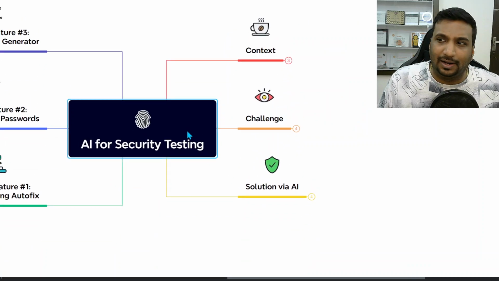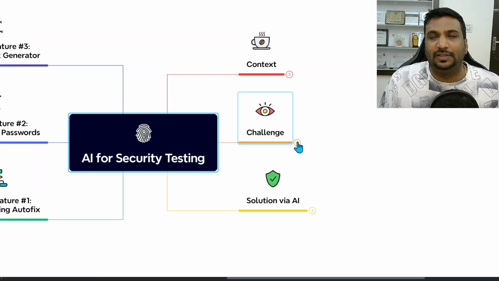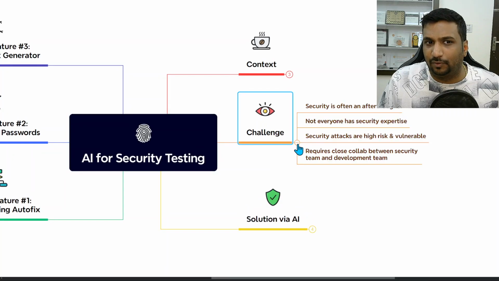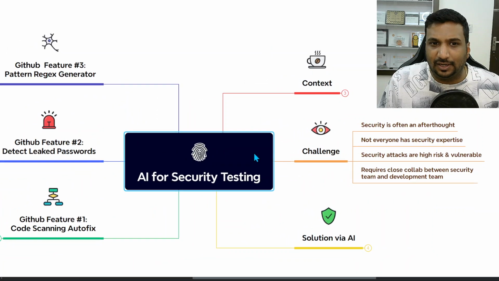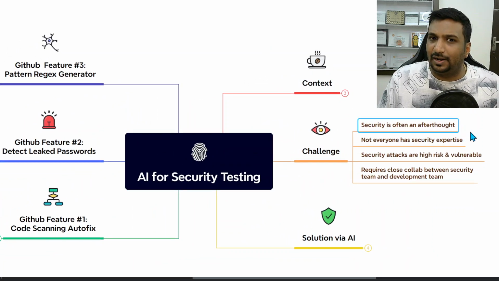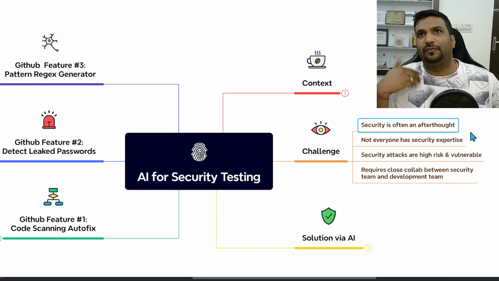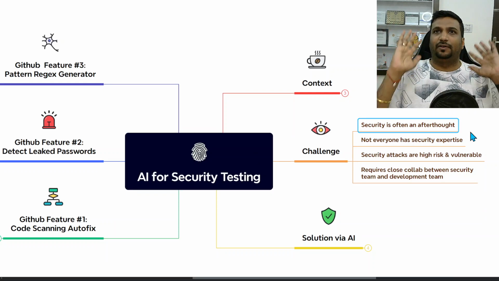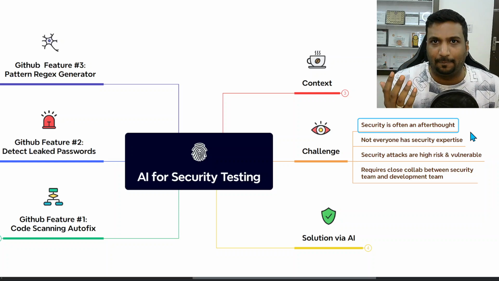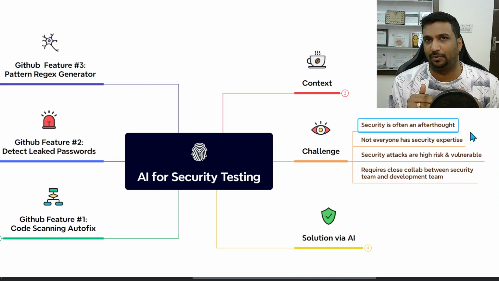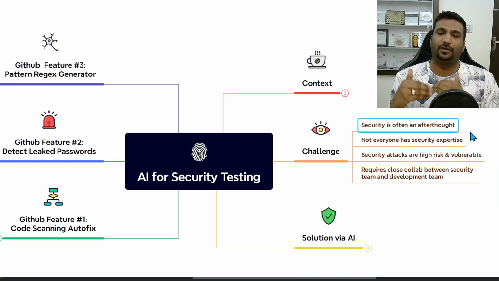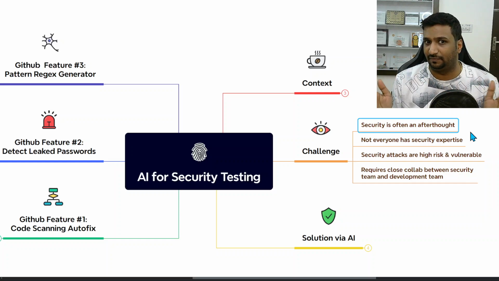Now let's look at the challenges, because with AI we want to solve some challenges. What are the challenges when we talk about security testing? The first challenge is that security is often an afterthought. A lot of times, after people build an entire application, after it goes into production, after some vulnerability happens, then people start thinking of security. That's a problem, because you have to secure things right from the start; the cost of going backward after you face issues will be very severe.